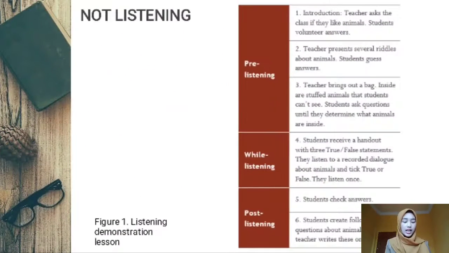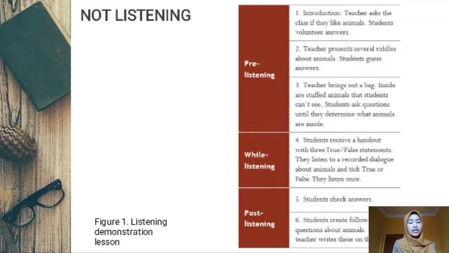First, not listening. The last teacher training workshop I attended on the subject of listening actually provided a good illustration of not listening. After a lecture on pre-listening, while-listening, and post-listening, the trainer offered a demonstration. He played the role of the teacher while our participants were students. And we can see in the slide the structure of the lesson. Look at figure 1.